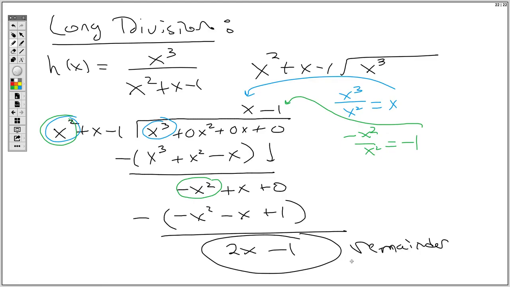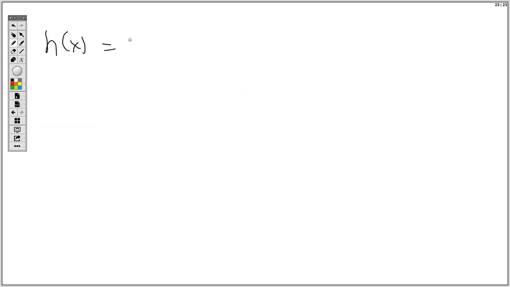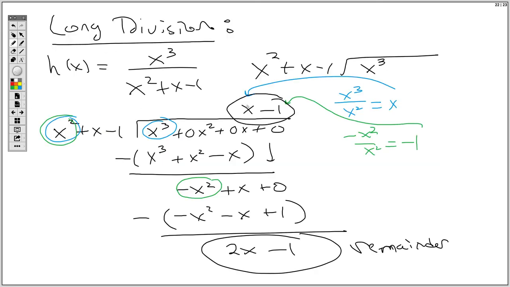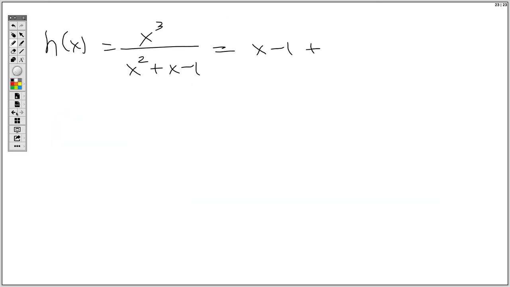Okay? So what does this mean? When you do a division, what does it mean? Once again, we talked about this back in chapter 2 when we talked about division. This gives us another way to write our function h of x. But first off, are there any questions over the machinations here? So the claim is that h of x, which was given to us as a single fraction, we can rewrite as the quotient x minus 1 plus the remainder 2x minus 1 over the divisor x squared plus x minus 1.